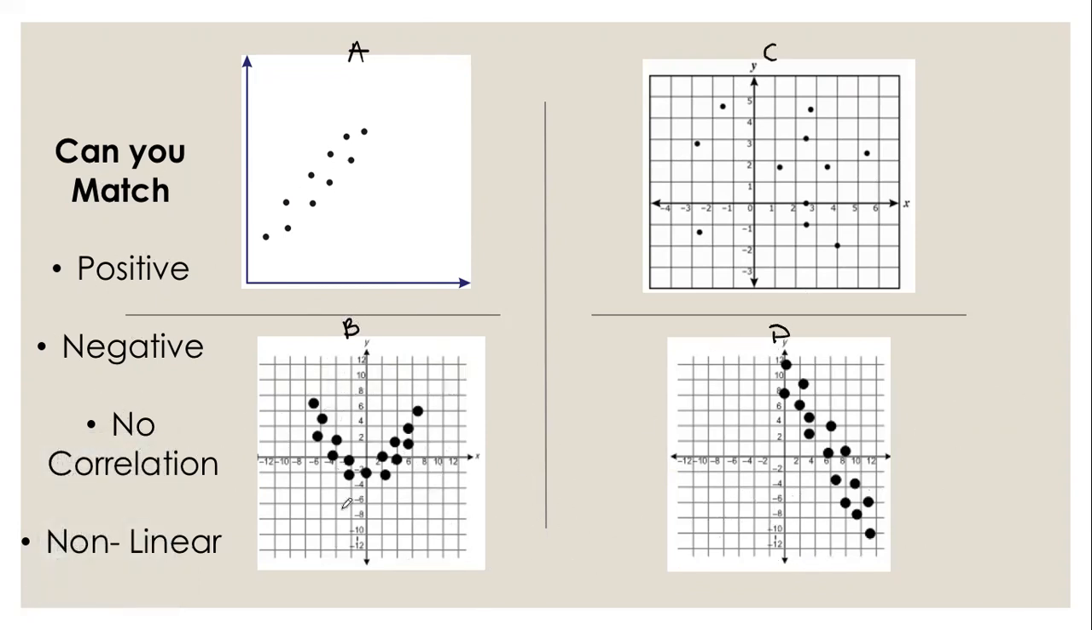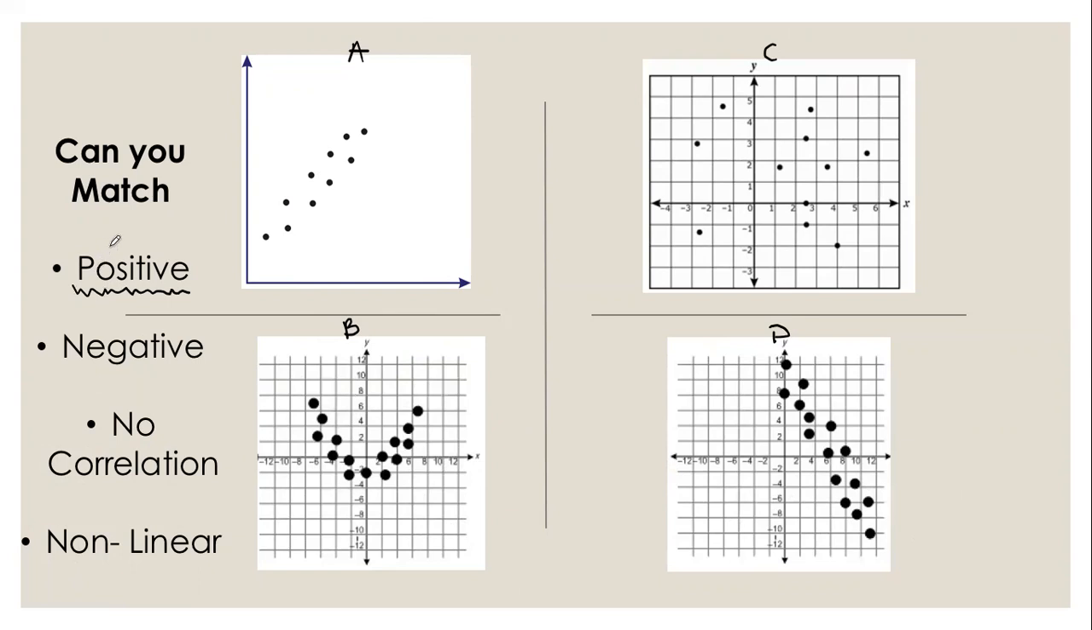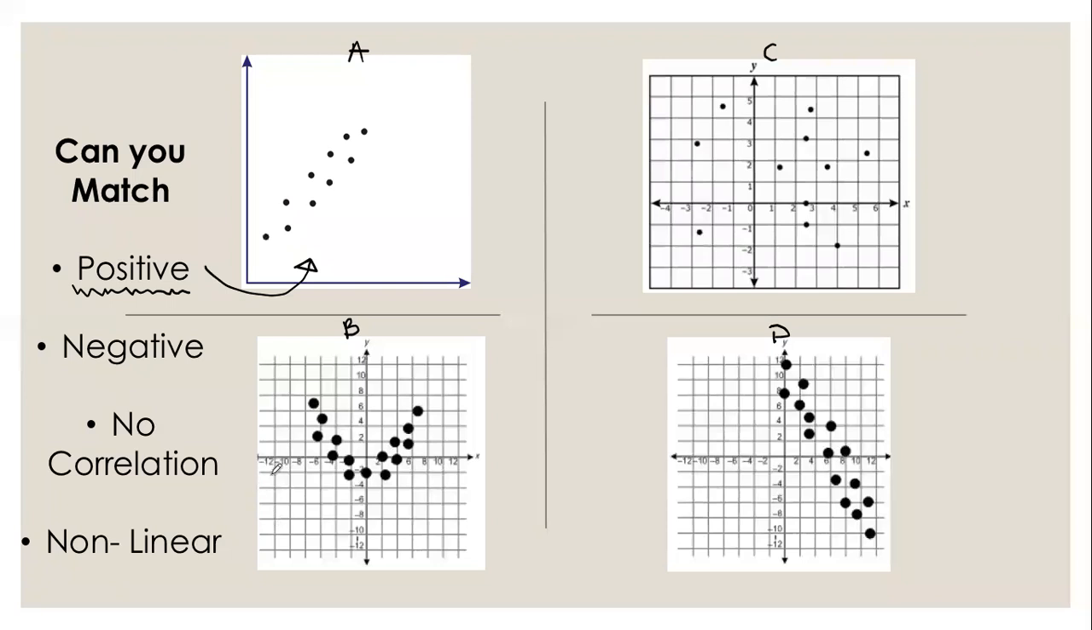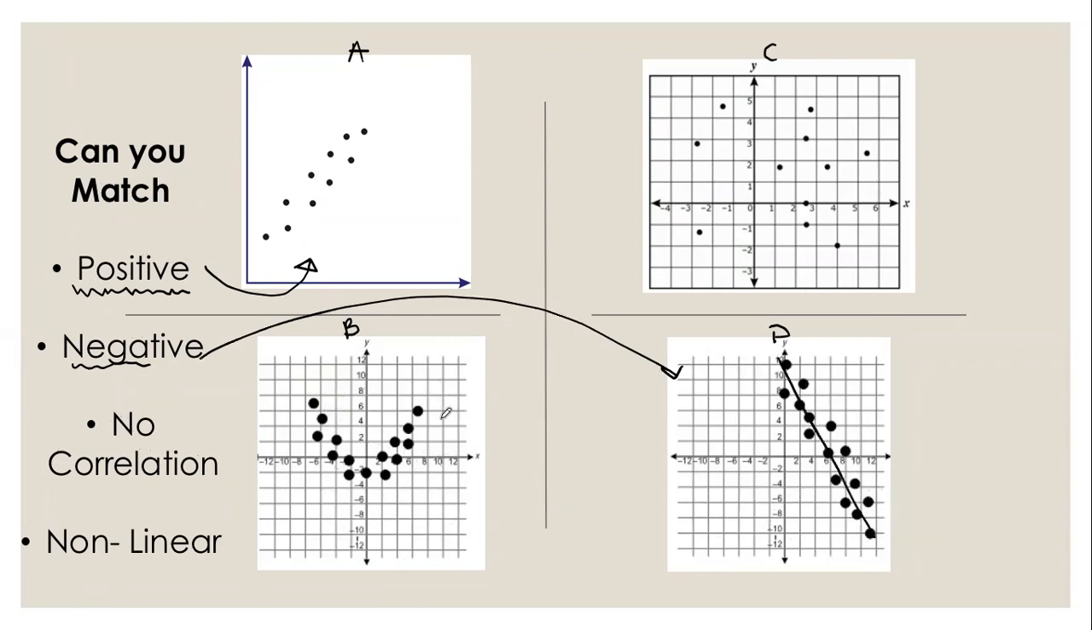All right. Can I get someone on Zoom? Tell me which graph would you match with a positive descriptor? A. Do y'all agree? Yeah, good job. Positive. Someone different on Zoom, would you tell me which graph you would associate with the negative direction? D. Beautiful, because this is going in a negative down direction.